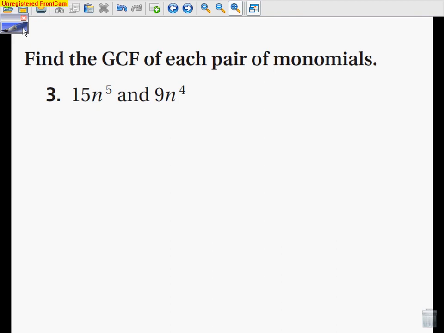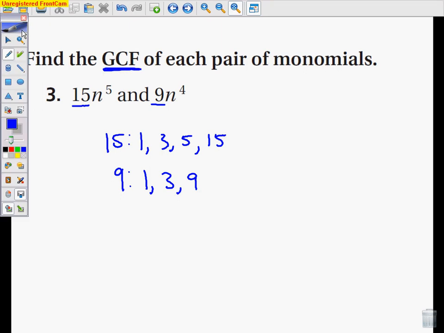So here's problem number 3. Find the GCF of each pair of monomials. The first thing you want to do is look at the coefficients, 15 and 9. Between 15 and 9, you want to look at the numbers that divide evenly into them. Numbers that divide into 15 are 1, 3, 5, and 15. The numbers that divide into 9 are 1, 3, and 9. Because we're trying to find the GCF, the greatest common factor, you want to find out which of these factors is the greatest. Well, the greatest common factor between 15 and 9 is 3. So that'll be the coefficient part of our GCF.